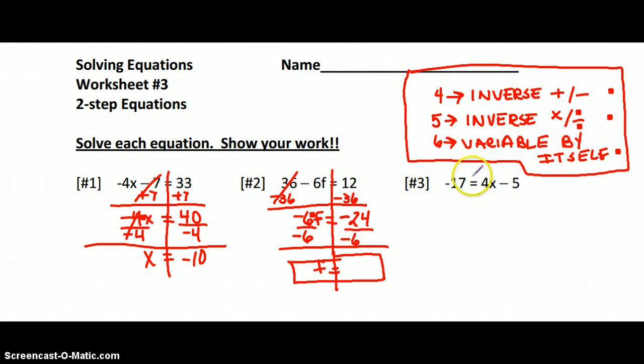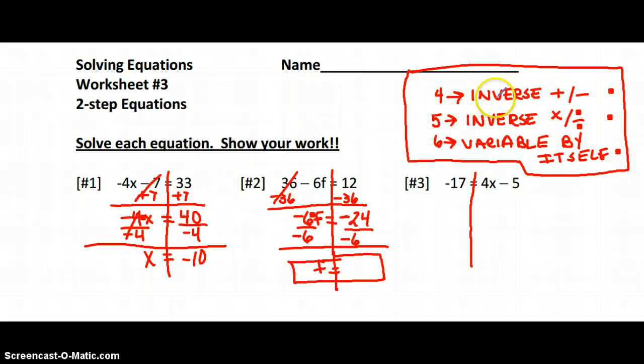Number 3. I draw my line at the equals. Negative 17 equals 4x minus 5. It's okay that we wrote it backwards. We can have this number here and the variable over there. That's fine. We still do the same process.